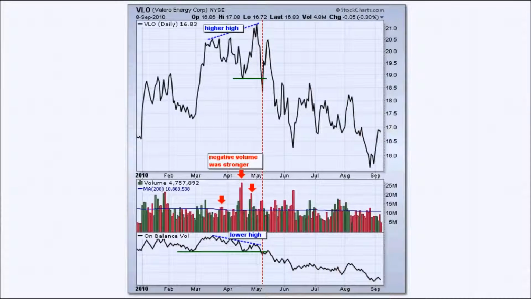OBV is not a standalone indicator. As with many indicators, it's important to use it in conjunction with other aspects of technical analysis. It can be combined with basic chart pattern analysis or to confirm signals that come from momentum oscillators.